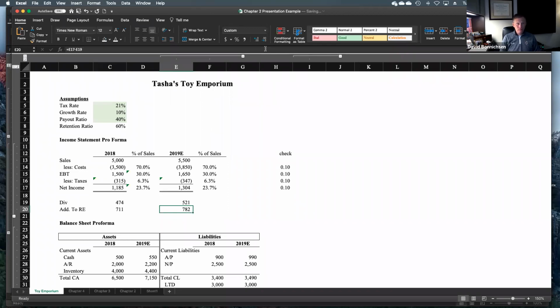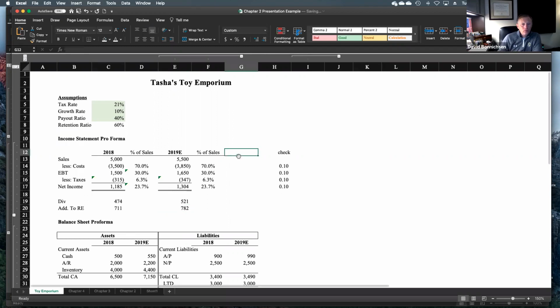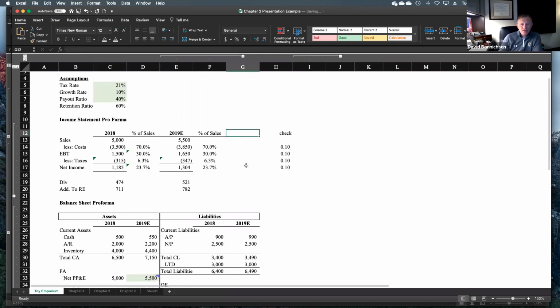Okay? Does everybody understand how we moved from 2018 to 2019? And 2019E means 2019 estimate. Okay, I'll take that as everybody understands.